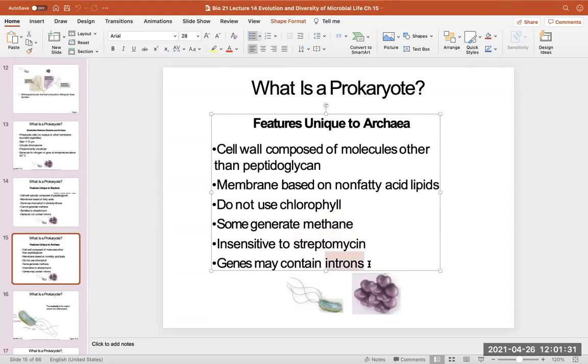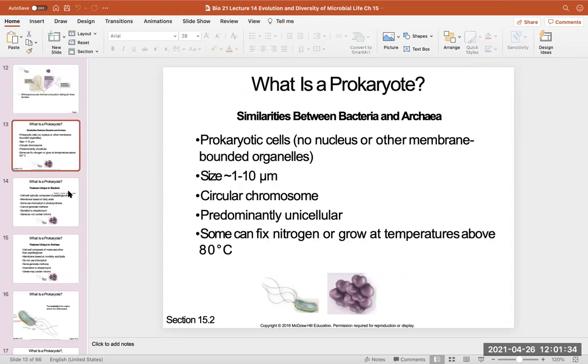Again, the best way for me to tell you how to memorize this is making a flashcard. Make 3 flashcards for these 3 slides.